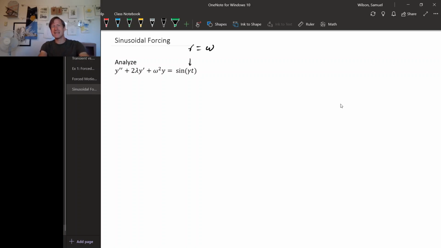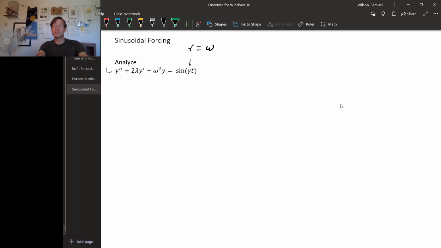Also, in those examples, we had no damping, and it would be a good idea to know how damping affects the whole resonance situation. So what we're going to do is find a particular solution for this differential equation, y double prime plus 2 lambda y prime plus omega squared y equals sine of gamma t.